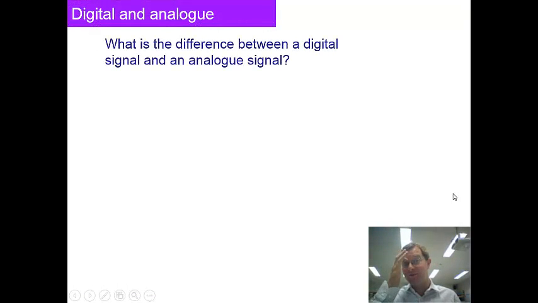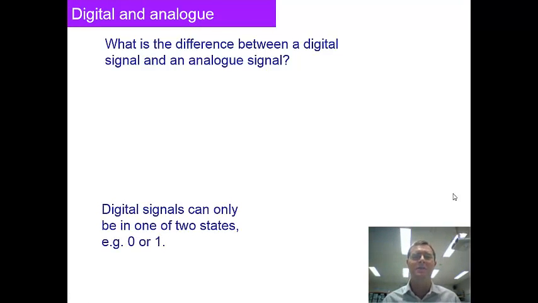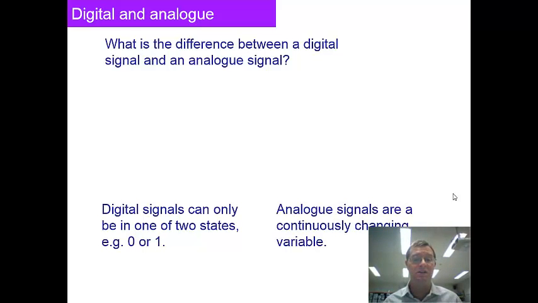So let's start off by thinking about digital and analog. So what is the difference between a digital signal and an analog signal? Well, digital signals can only be in one of two states, okay? Whilst analog signals are continuously changing variable. So it's best shown graphically.